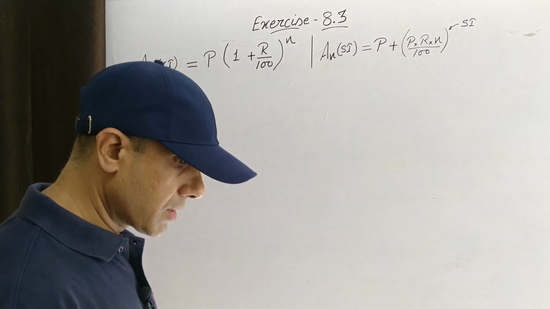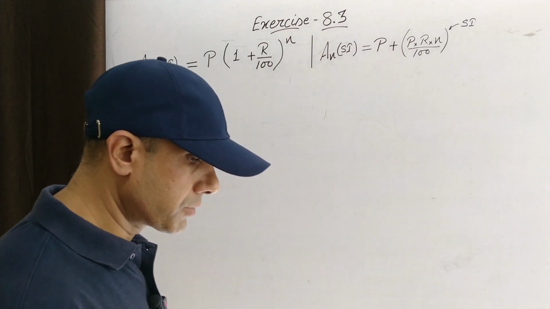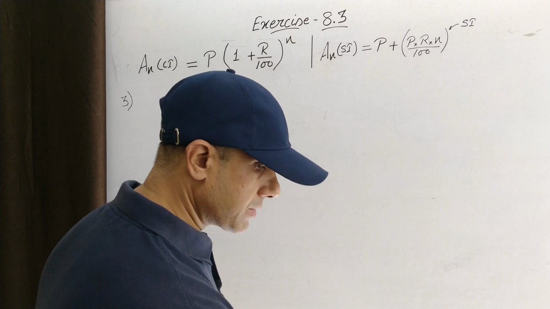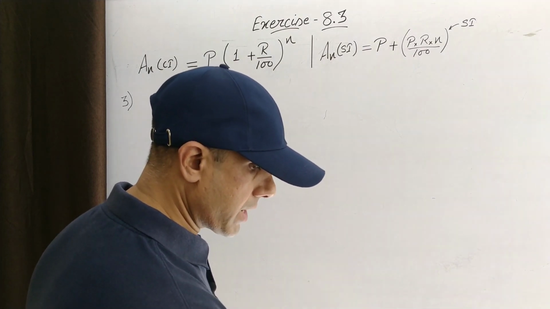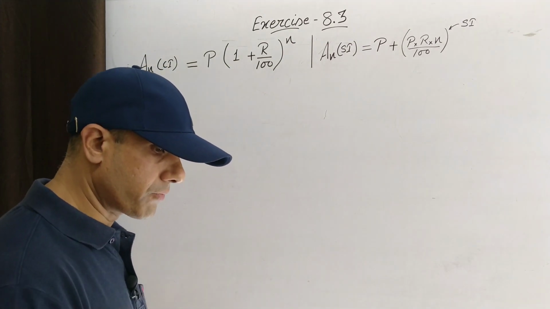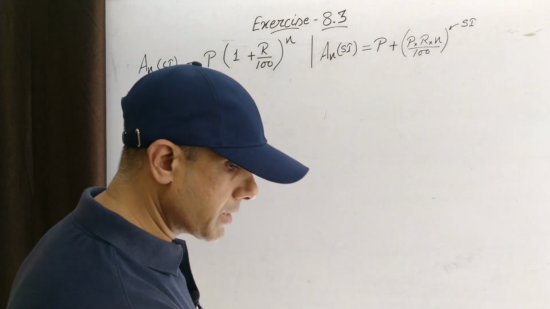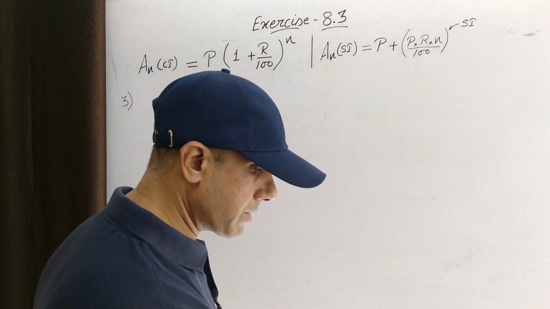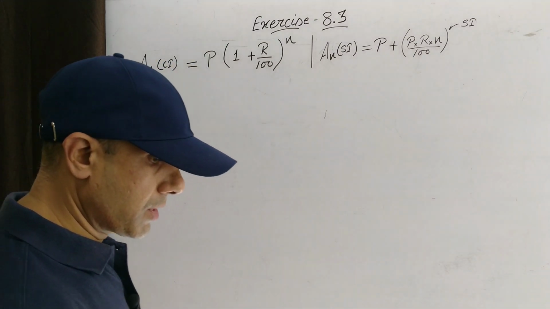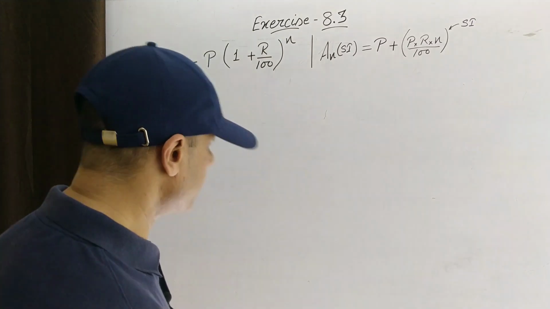Question number 3. Fabina borrows 12,500 at the rate of 12% per annum for 3 years at simple interest, and Radha borrows the same amount for the same time period at 10% per annum compounded annually. Who pays more interest and by how much? So let's calculate for Fabina.